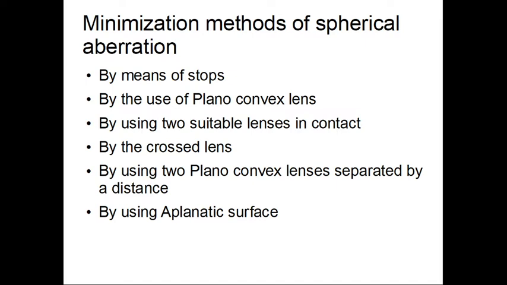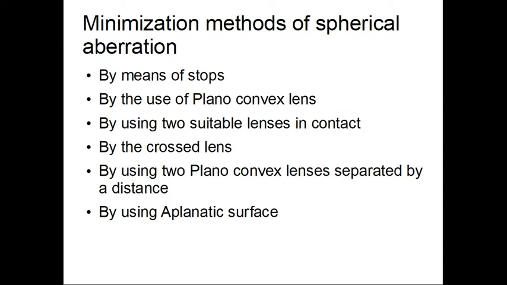And the other method is by using crossed lenses. The condition for using these crossed lenses is R1 by R2 equal to minus 1 by 6. By using this condition, we can set these crossed lenses by the R1 by R2 ratio. For this, the refractive index of the plano-convex lens should be 1.686. Then only we can minimize this spherical aberration.